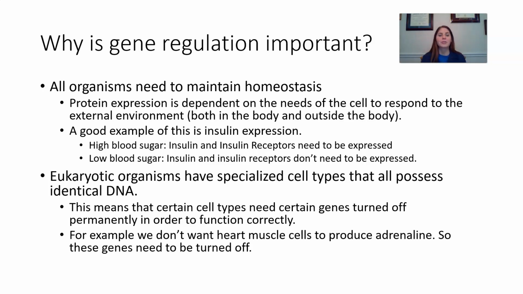In eukaryotic organisms, we have all of these different types of cells that possess identical DNA. But each of those cells might contribute to a different function because they're part of a different tissue that forms a different organ, which forms a different organ system. So this means that although every cell has all of the DNA it needs, certain cell types need to turn certain genes off permanently or have certain genes turned on permanently in order to function correctly. For example, we don't really want our heart muscle cells to be producing adrenaline. So these genes need to be silenced, or downregulated, or turned off.